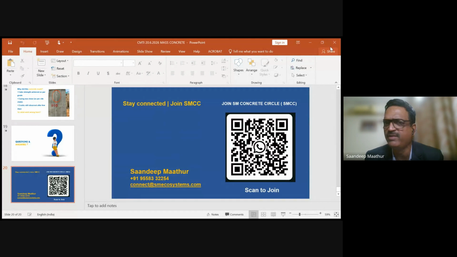Again, those decisions, I've told you, slide number 10. The concrete designing decisions have to start minimum 3 to 4 hours before the actual pour of the raft of the mass concrete. You have to decide all this in the meeting, in the boardroom.